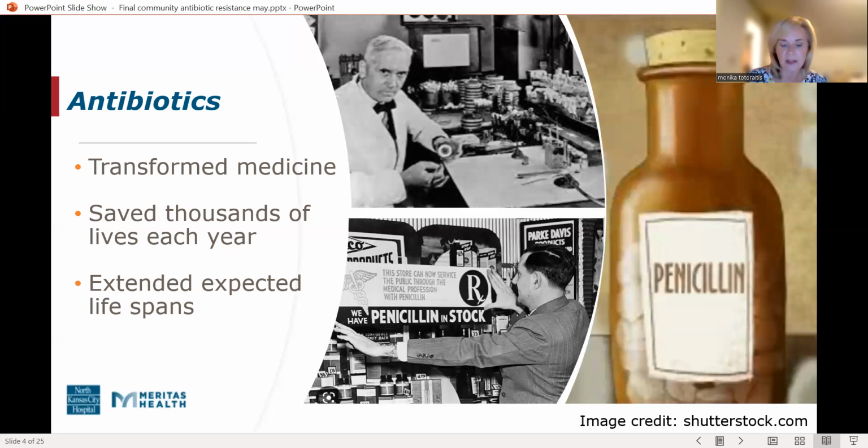The availability of antibiotics saved millions of lives and has made possible some interventions that we may take for granted. For example, surgeries. We can undergo open heart surgeries, joint replacements, C-sections. And it has also permitted patients to undergo chemotherapy.